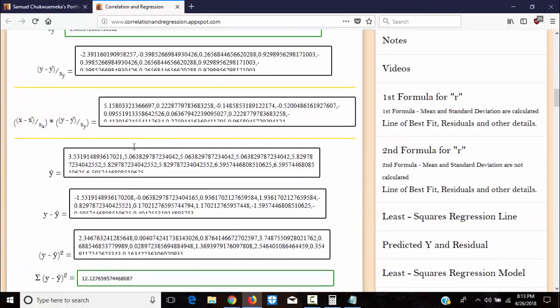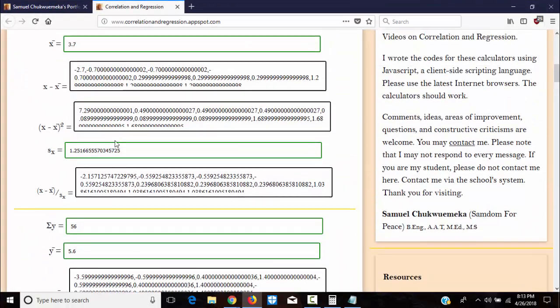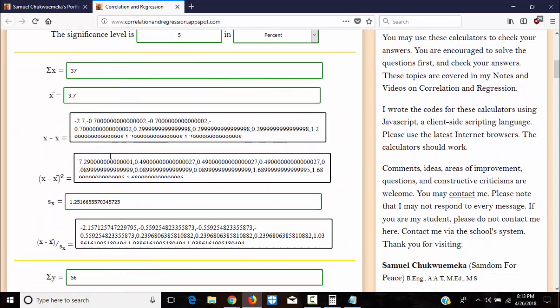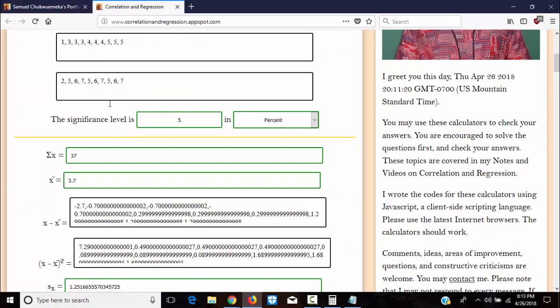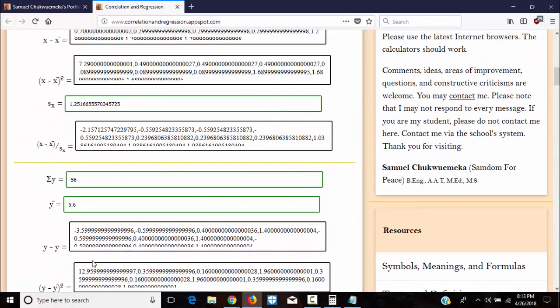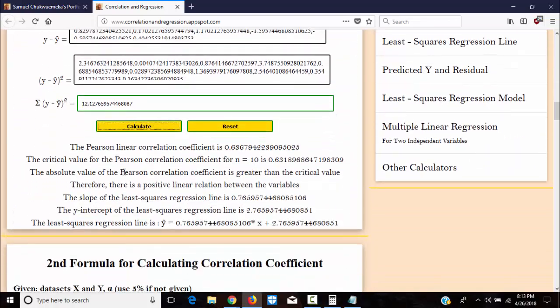So if you look at this, it gives you the whole steps. When you just need to put in x and y, that's all, and then the significance level, and it gives you the other steps. So you read this here.